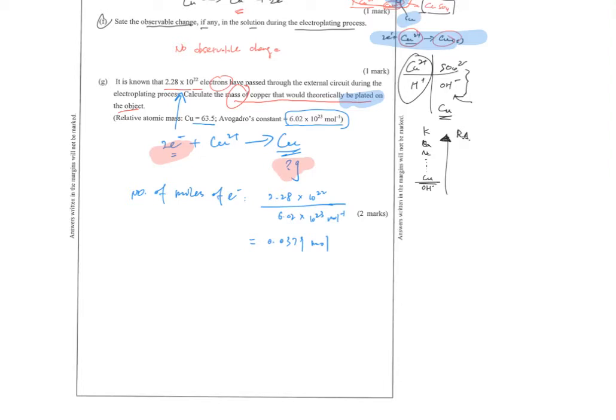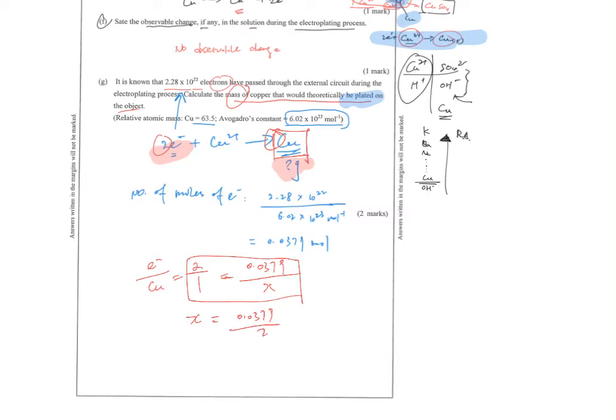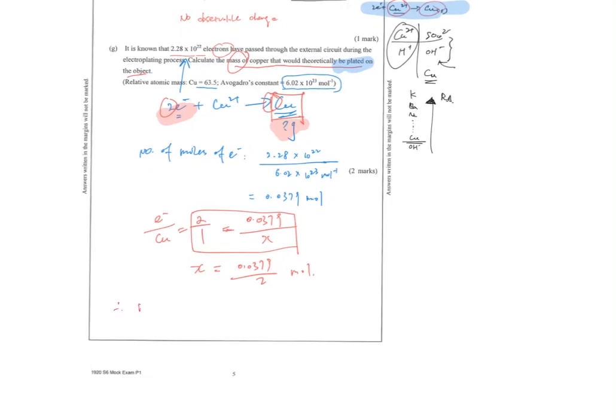Then the second step, we use the mole ratio to find the number of moles of the unknown. We know that electron to Cu, the mole ratio is 2 to 1. The number of moles of electrons we just obtained, and the number of moles of copper we don't know, so we let it be X. So X is 0.0379 divided by 2, which is the number of moles of copper. Then the question asks for the mass of copper, which is the moles of copper times molar mass. So the mass of copper is 1.2 gram.